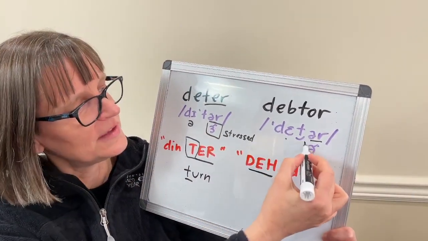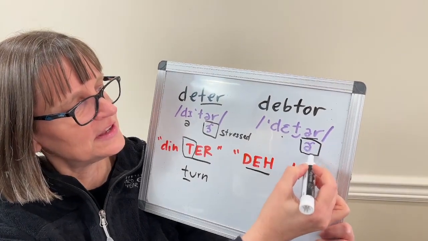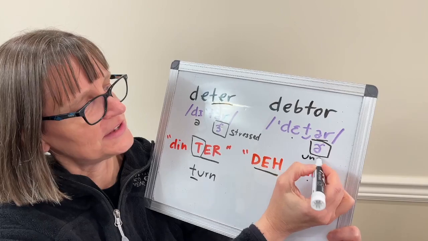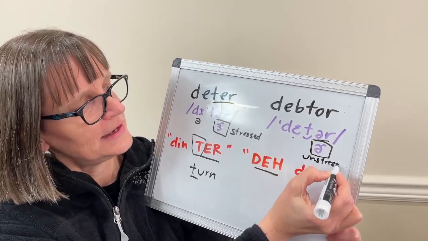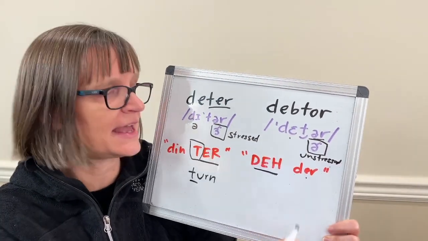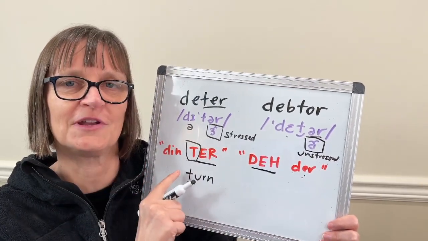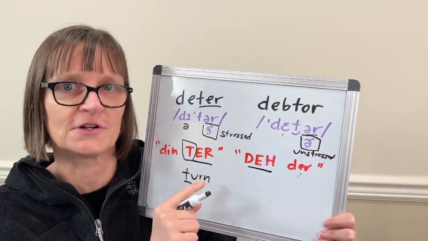So if you want to be very specific, you can use this symbol for this and this symbol for this. This one is unstressed. In reality, it's basically the same sound, but this one you want to make it fast, debtor, and this one you want to hold it longer, deter.